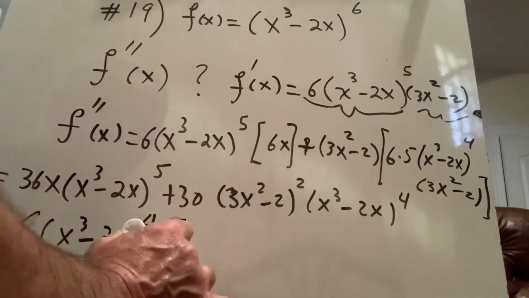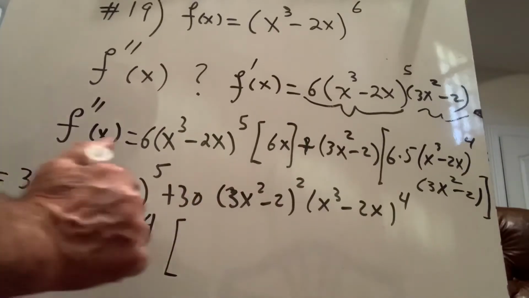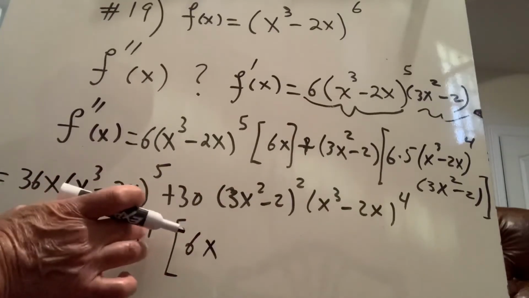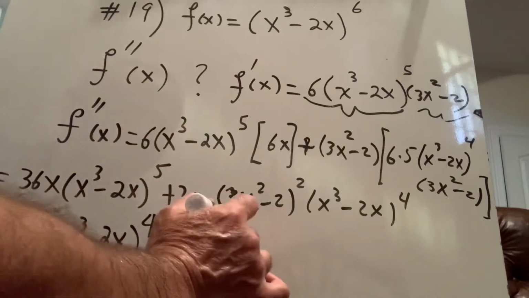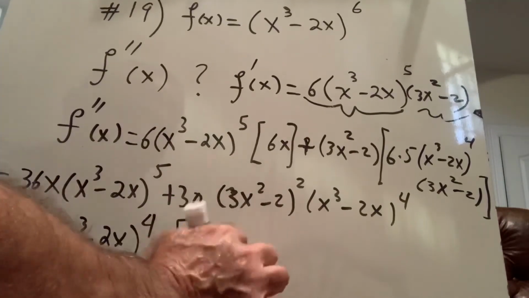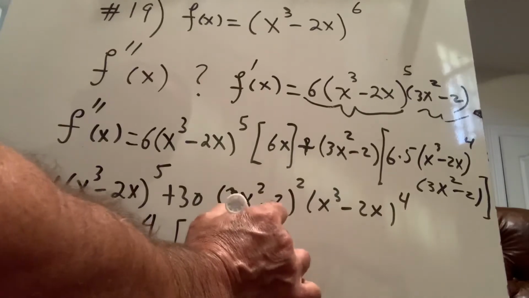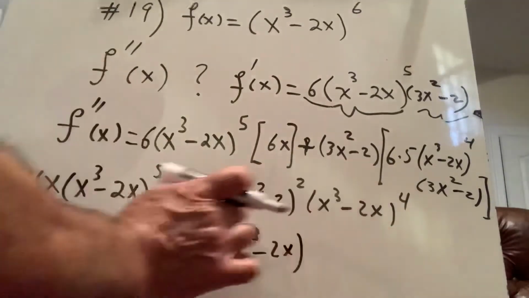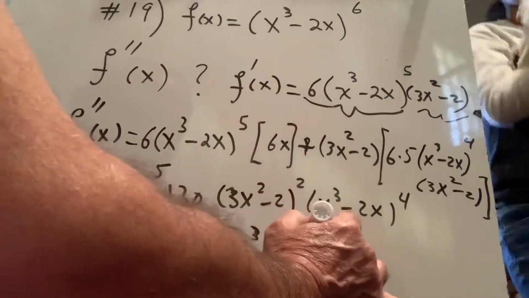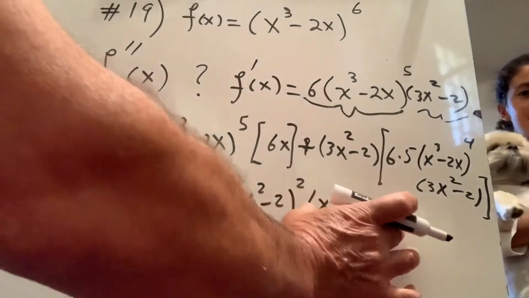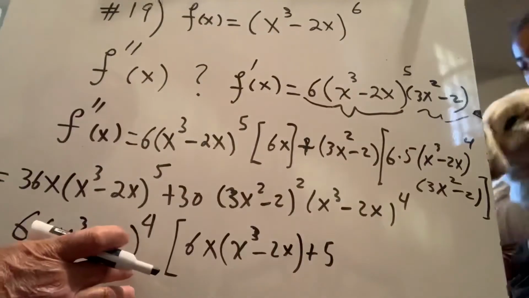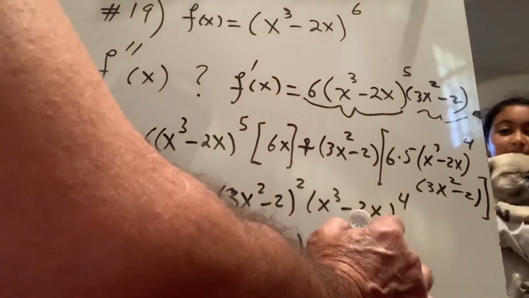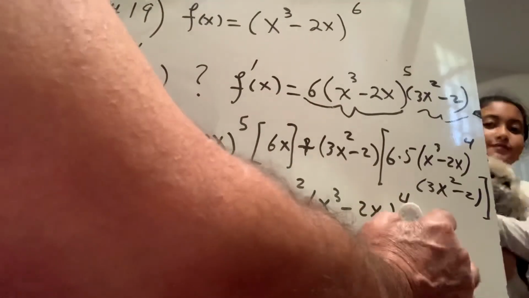So as you do that, if you take 6 out of 36, that leaves you with a 6x. And then you have, of course, one more factor of x cubed minus 2x, because you're only taking 4 out of the 5. Just make sure you put that in parentheses. And then as you factor that from your second term, well, 30 divided by 6 becomes 5. Also, the x cubed minus 2x to the fourth power will cancel because you're taking the same thing out. So all you're left with is 3x squared minus 2, squared. Okay?